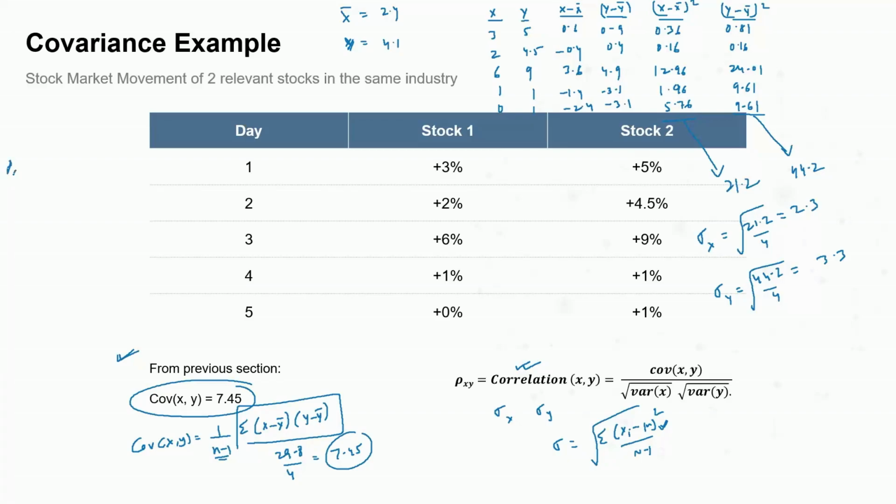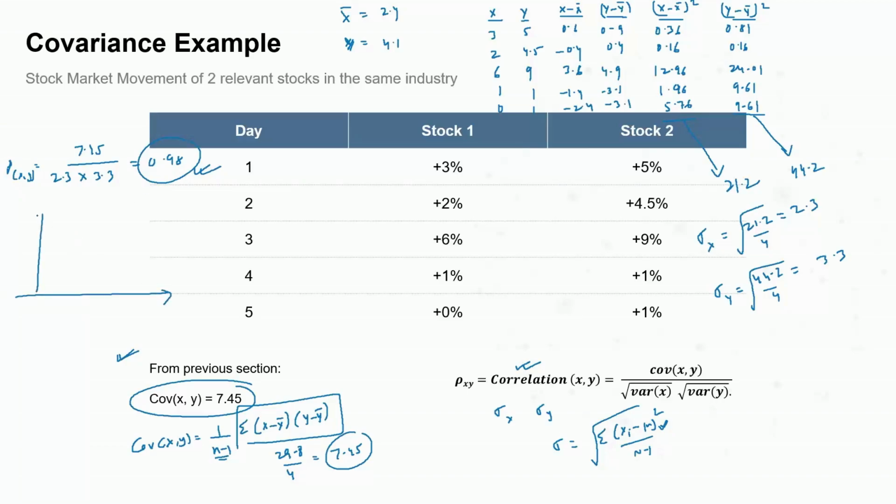Now coming back to Pearson's coefficient, which is covariance divided by the standard deviation of x multiplied by the standard deviation of y, which is 7.45 divided by 2.3 multiplied by 3.3. So what is the value? If I calculate, 7.45 divided by 2.3 is 3.23, divided by 3.3 gives 0.98. This clearly means that they are heavily correlated, or largely positively correlated.